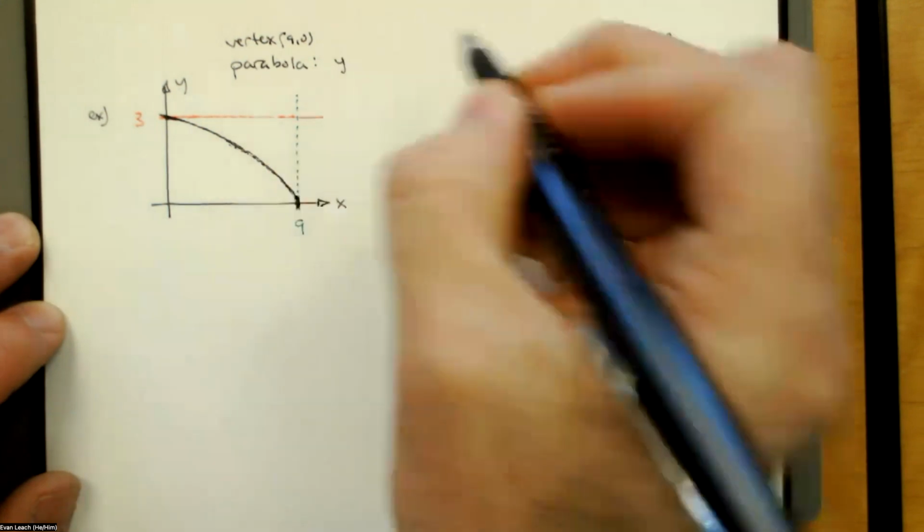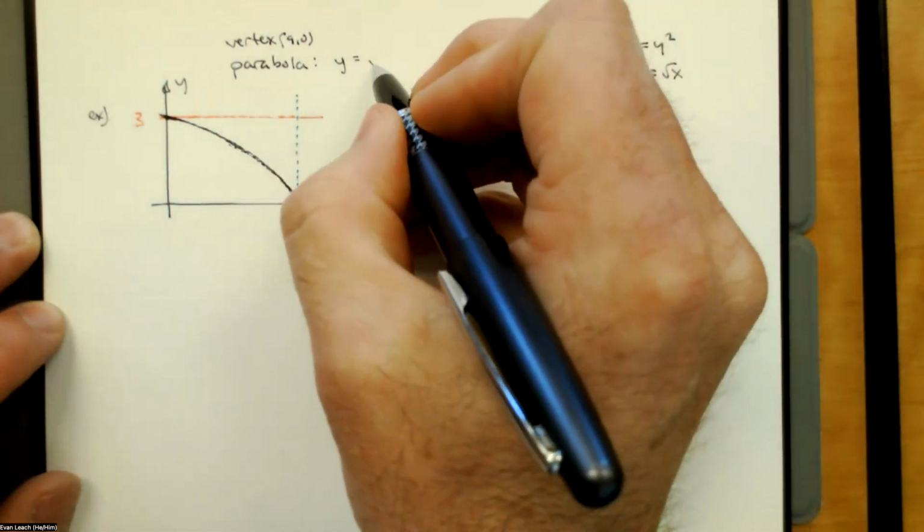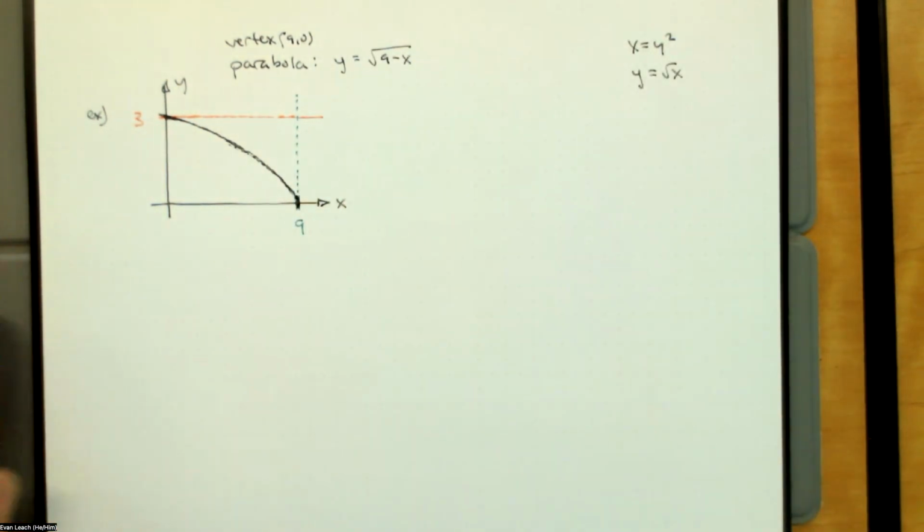So as a function, I'm going to flip it horizontally. That's going to change the sign of our input. And I'm going to shift it 9 units.